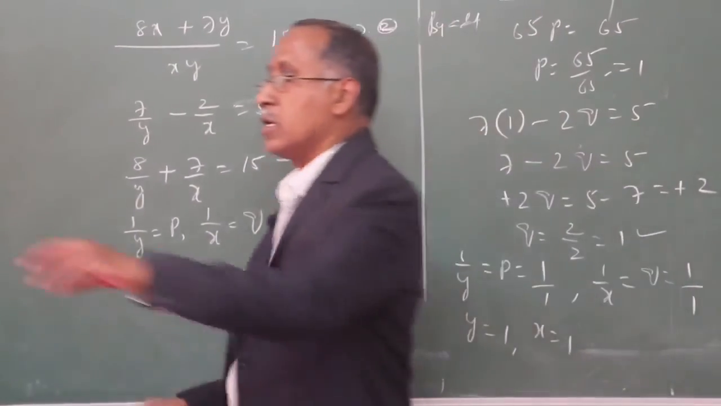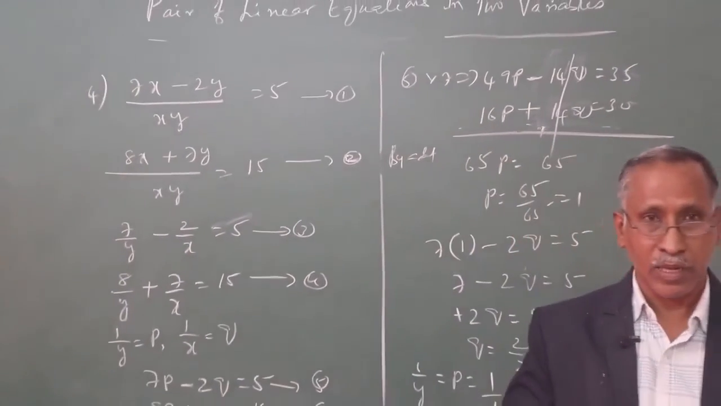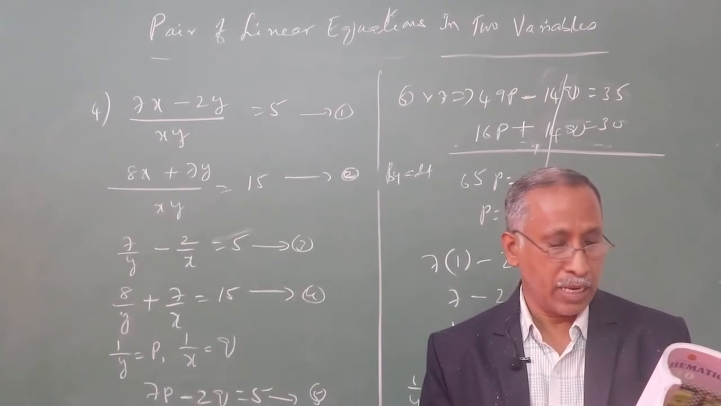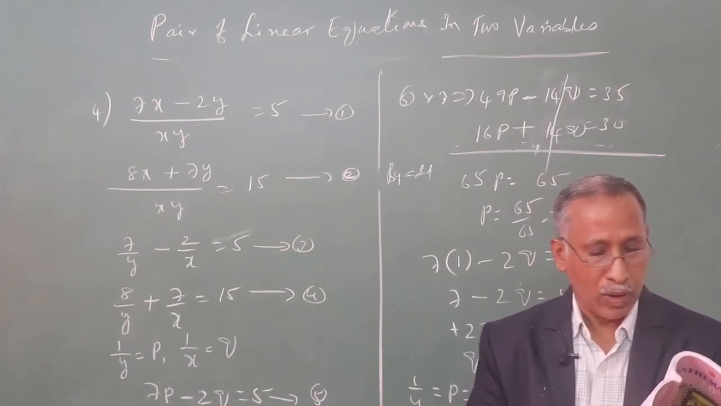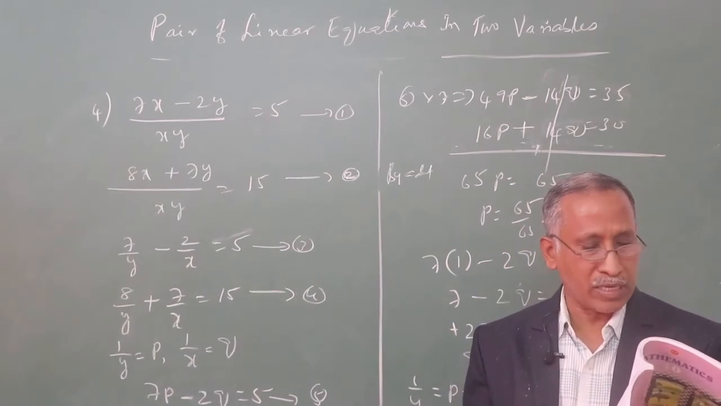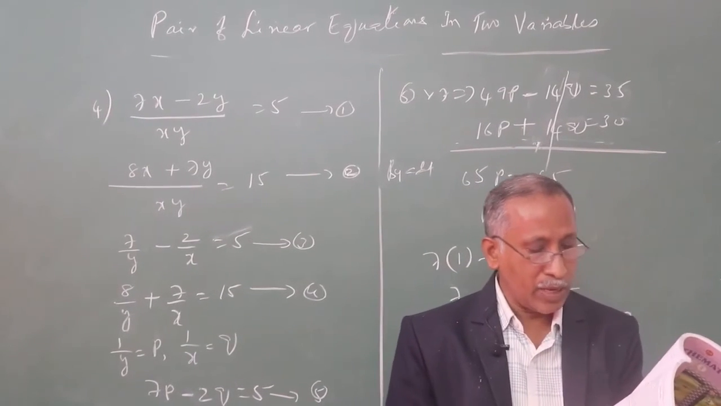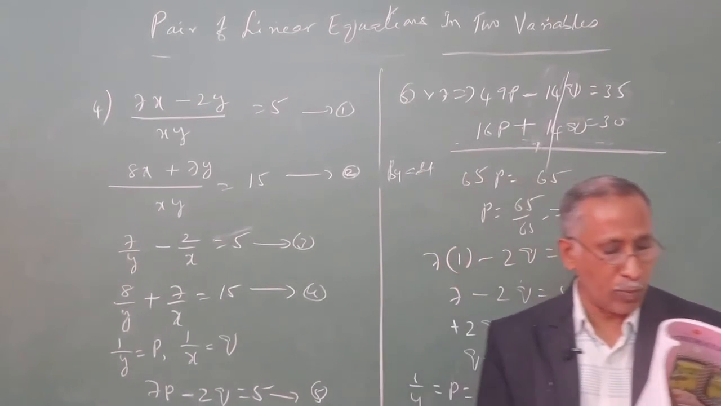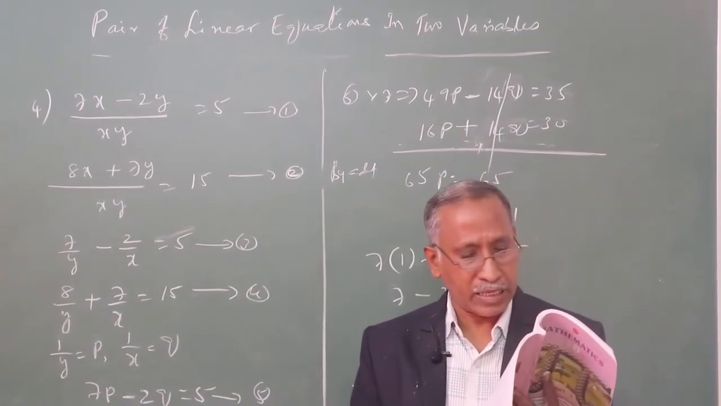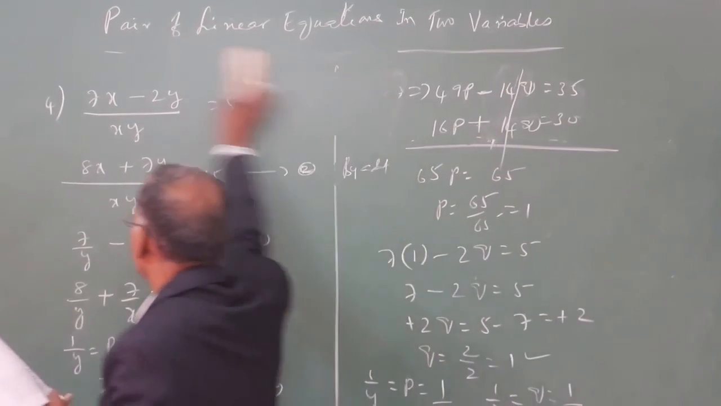Now let us see how to do the sums. Similarly, one more sum saying, Rohit travels 300 kilometers to her home, partly by train and partly by bus. She takes 4 hours if she travels 60 kilometers by train and the remaining by bus. If she travels 100 kilometers by train and the remaining by bus, she takes 10 minutes longer. Find the speed of the train and the bus separately.